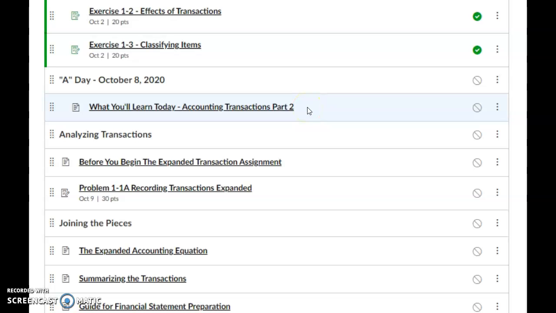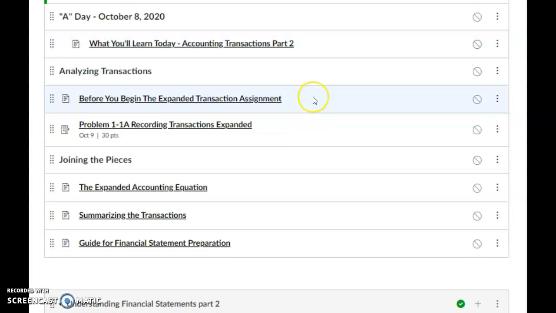Hi guys, I want to show you today what we're going to be doing in accounting. I wanted to review your assignment with you just to make sure that you were comfortable with what you would be doing. So today we're going to be doing the expanded accounting transactions, and I went over that in the video called Summarizing the Transactions.